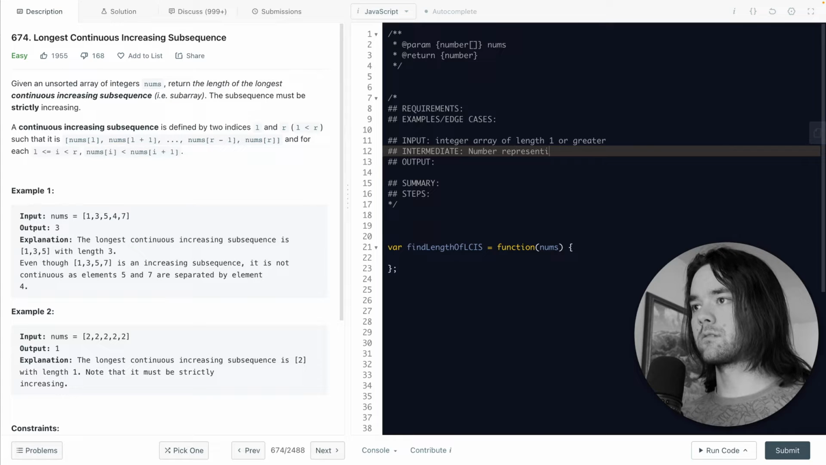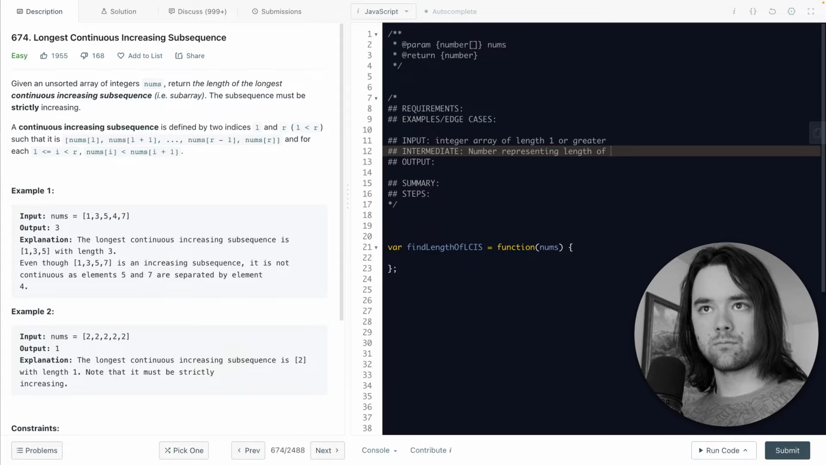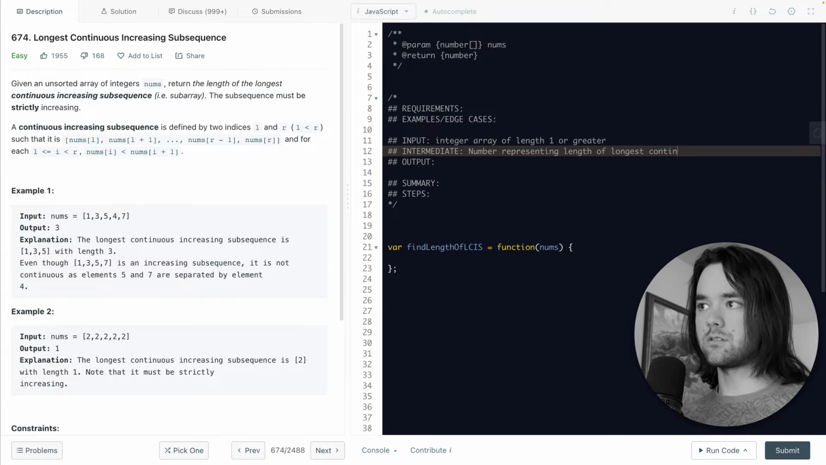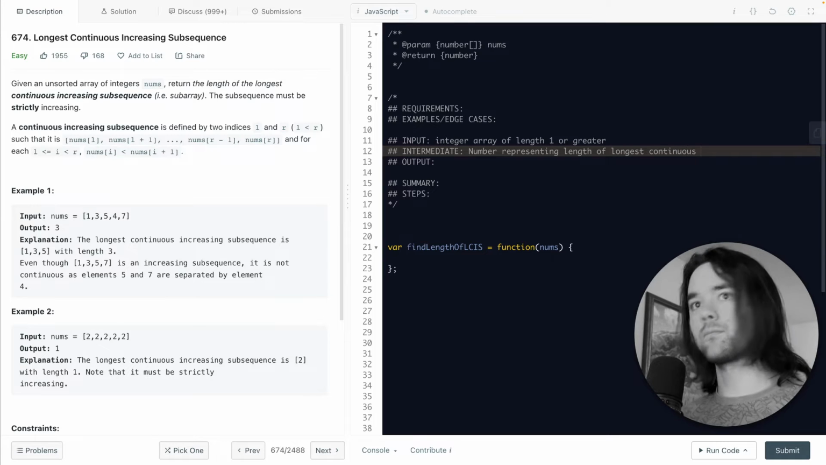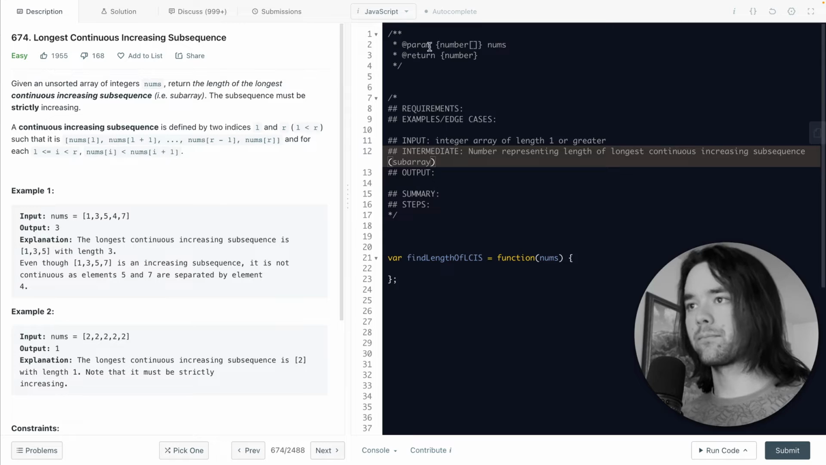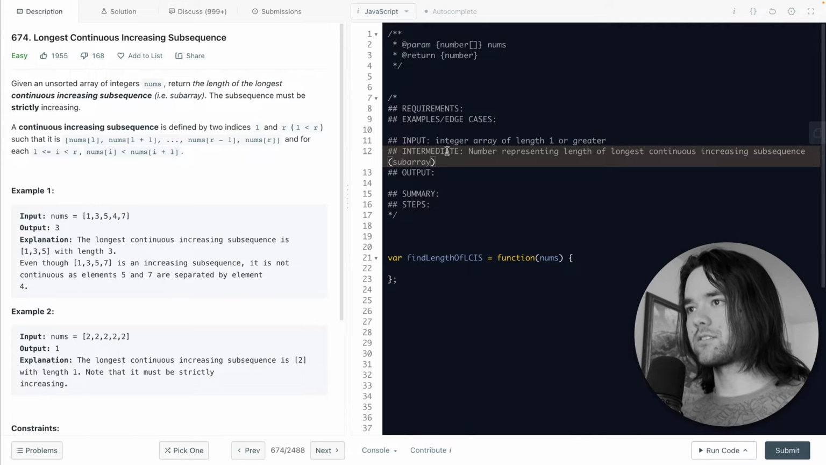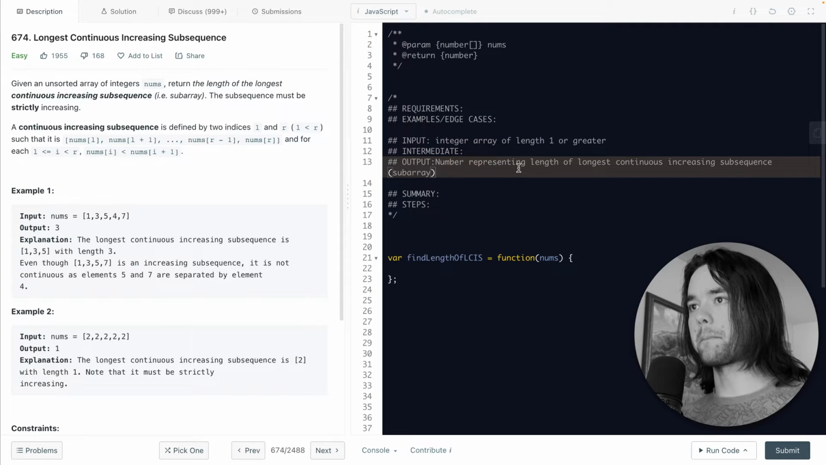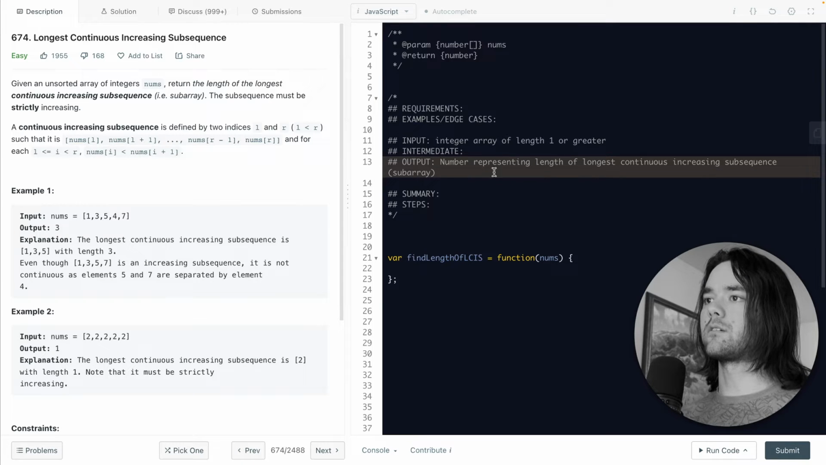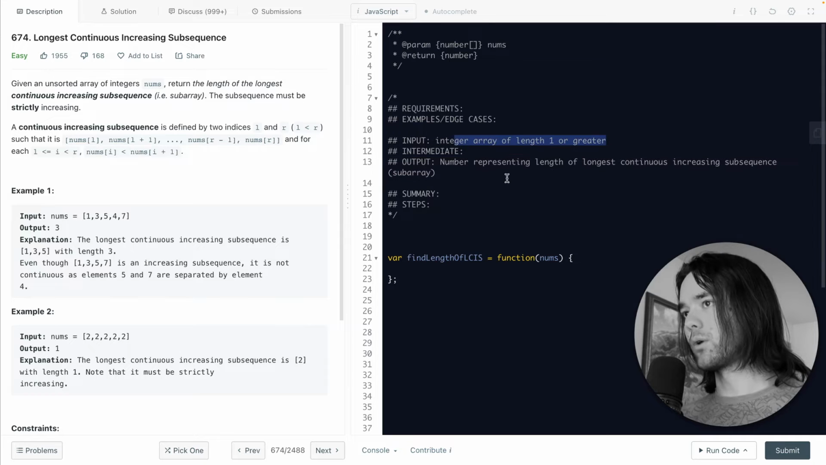representing the length of the longest continuous increasing subsequence, which is really just a subarray. Okay, and that's not intermediate, that's output. So we kind of have our endpoints here as far as where we want to start and where we want to end in terms of the data.